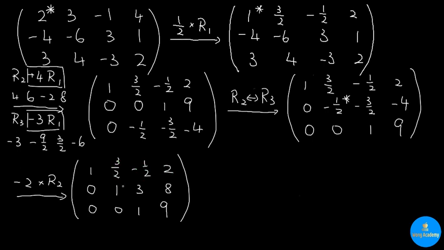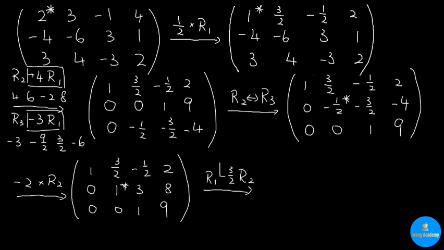The next step of pivoting is to ensure that all other entries of this pivot column are zeros. Therefore, we need to change R1. We are using the second row as the pivot row, so I'm going to put down R2 here, and I'm going to put down -3/2 so that we can turn +3/2 into a 0.